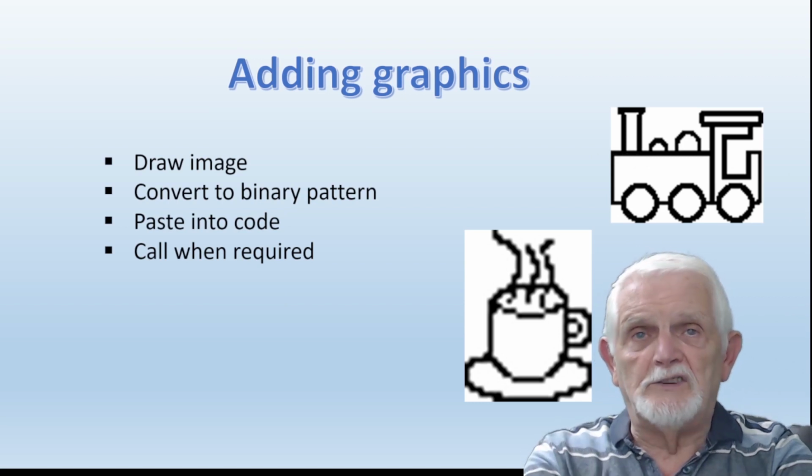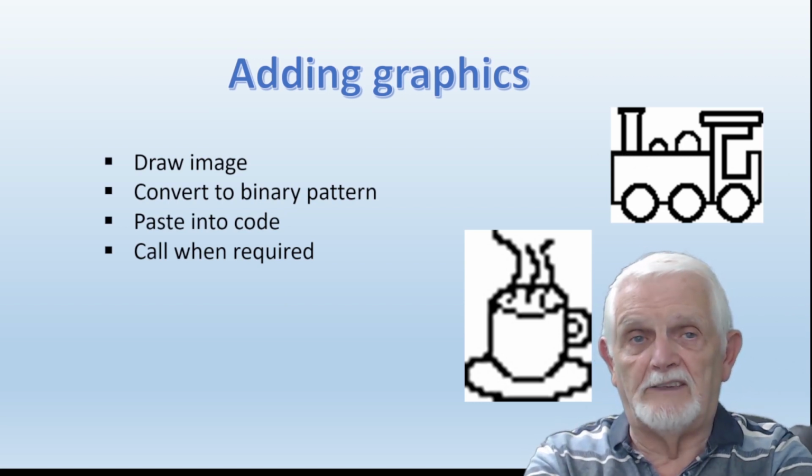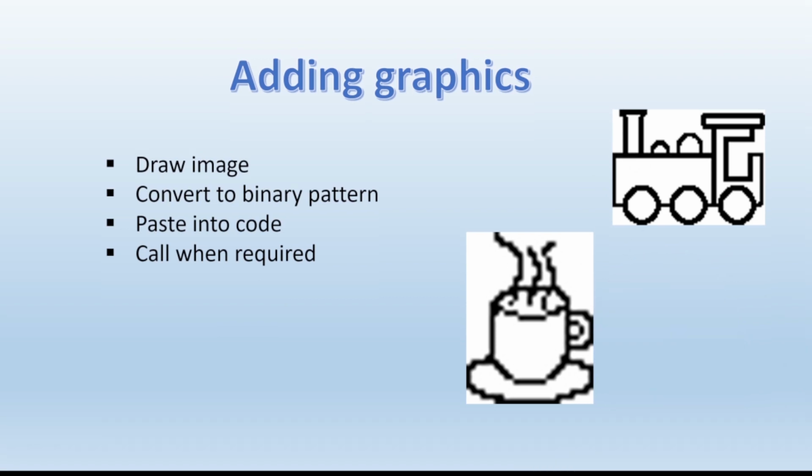Which brings us to the question of how do we add the graphic in the first place? The first step is to draw the image you want. Remember, we've only got 128 by 64 to play with. If we want to move the object, it can't be 128 by 64, it has to be quite a bit smaller. And these 2 that you saw earlier were drawn in quite a small size. So we draw the image, usually save it as a BMP file.